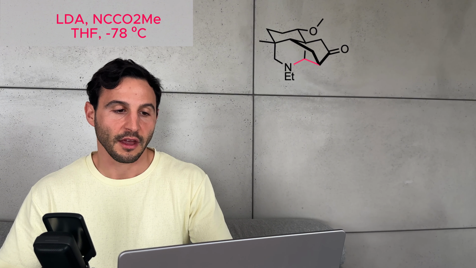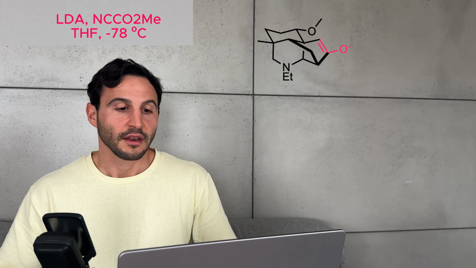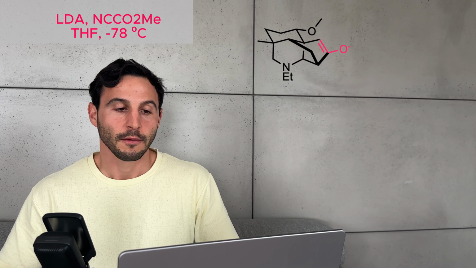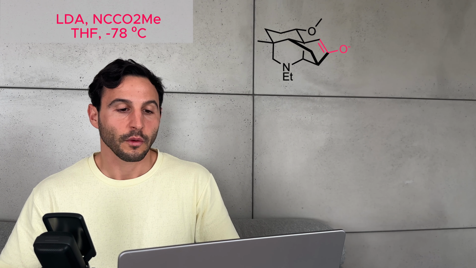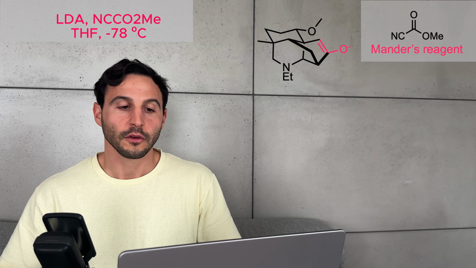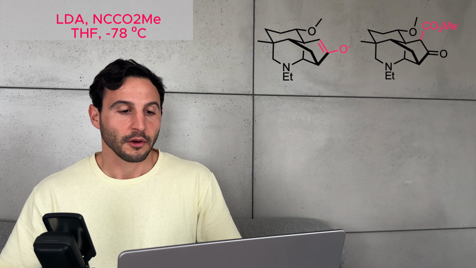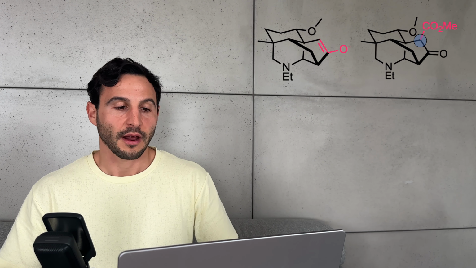Treatment with LDA generates the enolate by deprotonating the alpha carbon of the ketone. The enolate is then quenched with methyl cyanoformate, also known as Mander's reagent, to install the methoxycarbonyl group at the alpha position of the carbonyl group.